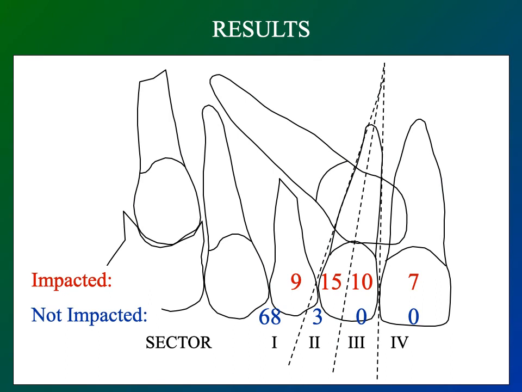Well, they found, if you look at the numbers, in red are the impacted teeth, and numbers in blue are the ones that are not impacted. If you see that in sector 1, 68 were not impacted, 9 became impacted. In sector 2, 3 were not impacted, 15 became impacted. Sector 3, 0 were not impacted, and 10 were impacted. And in sector 4, 0 were not impacted, and 7 were impacted.